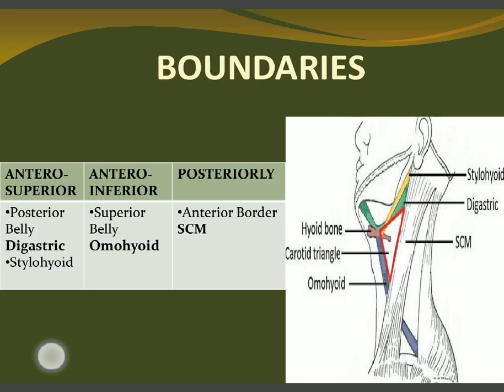So the boundaries are: the anterior superior boundary is formed by the posterior belly of digastric and stylohyoid muscle. The anterior inferior boundary is formed by the superior belly of the omohyoid muscle, and the posterior boundary is formed by the anterior border of the sternocleidomastoid muscle.